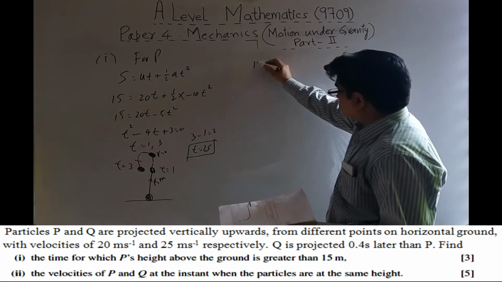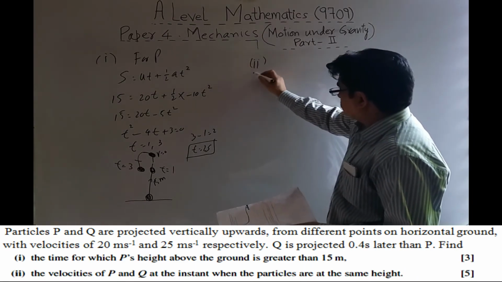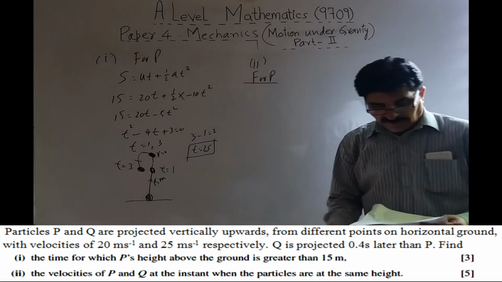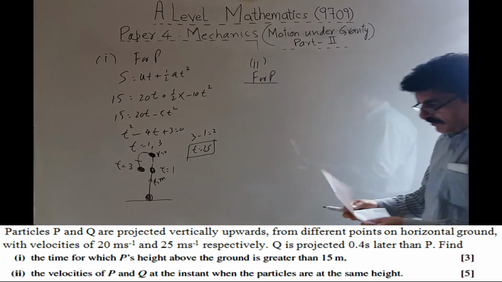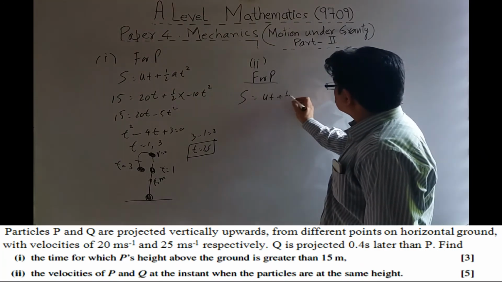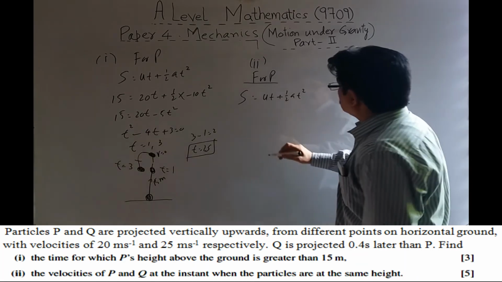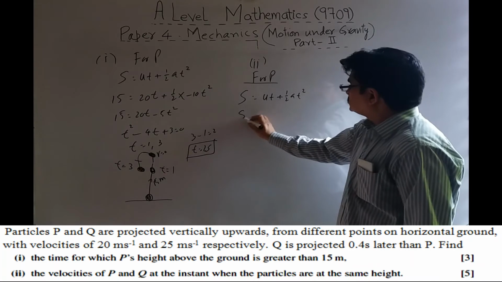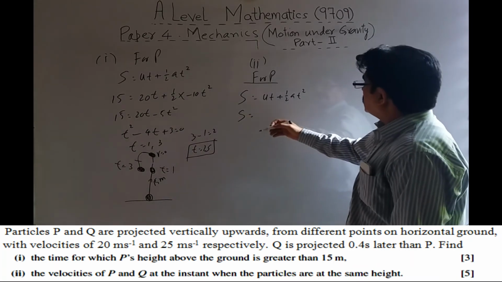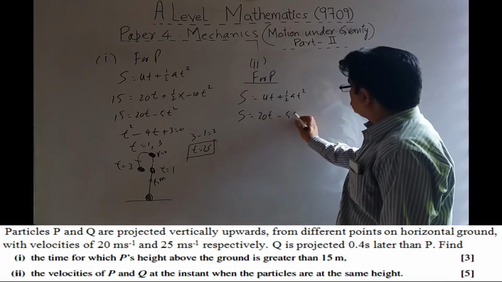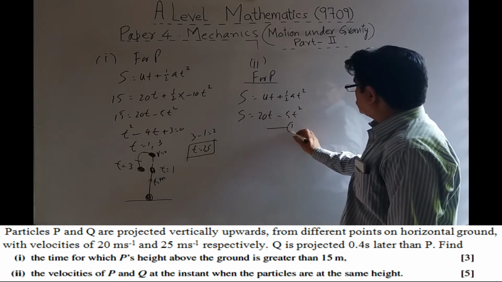See the second part. In the second part, for the particle P, applying the equation of motion, you know now the data. S is equal to ut plus half at square. So for P, the distance is the same, so it covers S distance. Initial velocity for P is 20, so it will be 20t minus 5t square. So we have one equation.